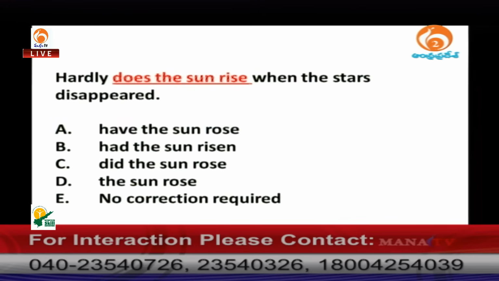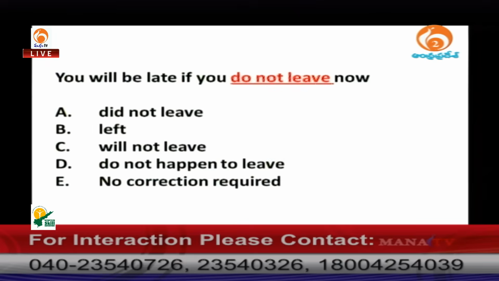All right. Hardly does the sun rise means the sun does not rise at all when the stars disappeared. So hardly have the sun rose, had the sun risen, did the sun rose? The sun rose. No correction required. Obviously, B is the correct answer. The sun has risen. It's not rose, risen. In this particular context, it says hardly had the sun risen, means the sun did not even rise when the stars disappeared, because it's an early morning time.